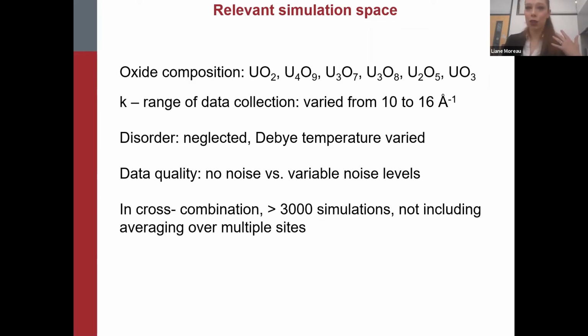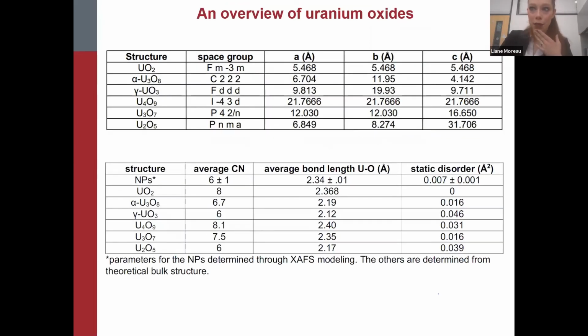And in cross combination, this involves many different simulations, not including the fact that we're averaging over multiple sites in all of these structures. So this is really a thorough investigation that we're trying to look at, simulation oriented, to limit the number of experiments that we would run within the system.